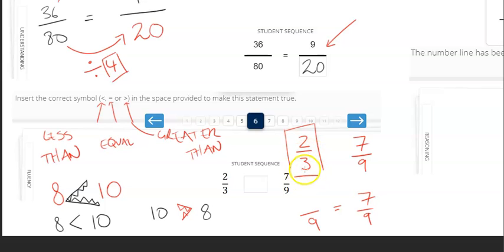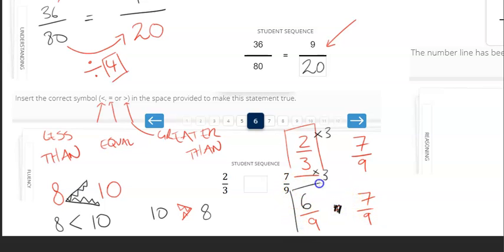What do I have to multiply this 3 by to turn it into a 9? In this case, we have to multiply it by 3. 3 times 3 will give us a 9. So whatever I do on the bottom, the denominator, I also have to apply to the numerator. So 2 times 3 is 6. So 2/3 and 6/9 are the same fraction.